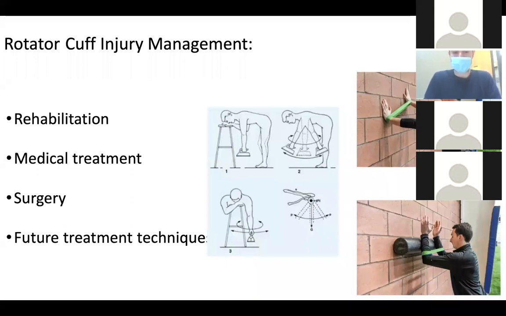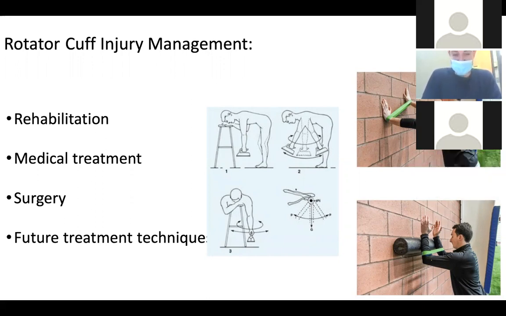Management strategies for a rotator cuff injury include rehab, medication, surgery, and also wearable IMU technology, which I'll talk about in a second. There are also several newer treatment techniques that I'm going to briefly go over. However, these new treatment modalities require further research and investigation to determine their effectiveness.